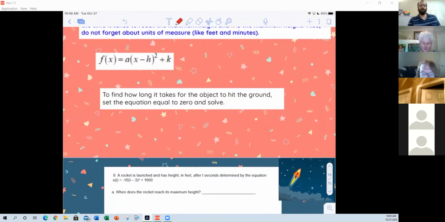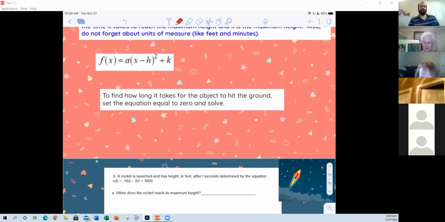The second thing is to find out how long it takes for the object to hit the ground. You set the equation equal to 0 because the ground level is 0 feet.